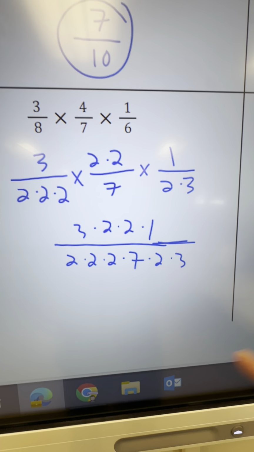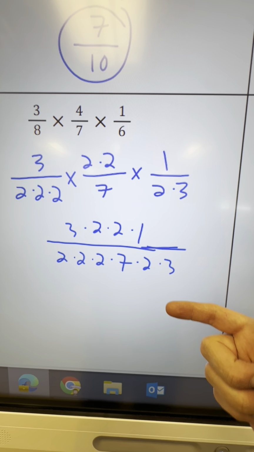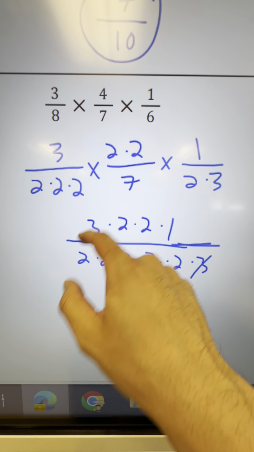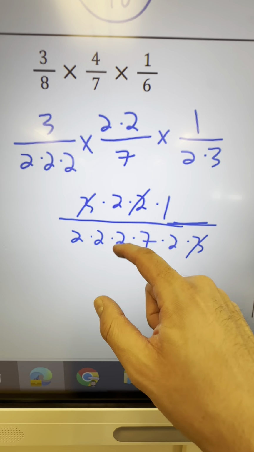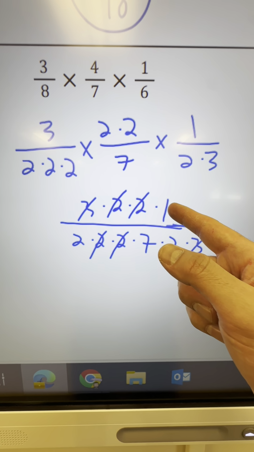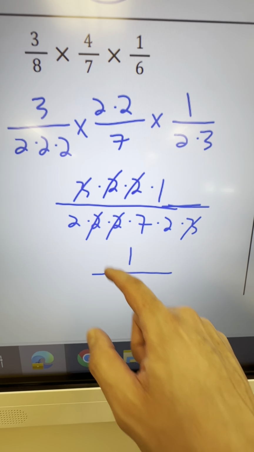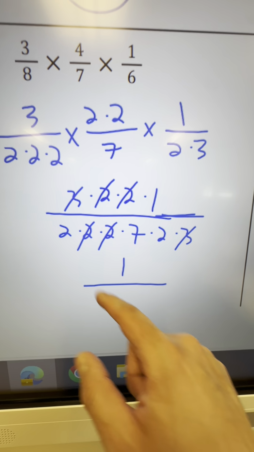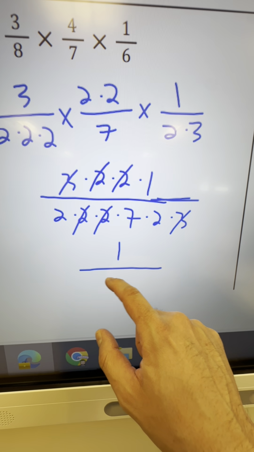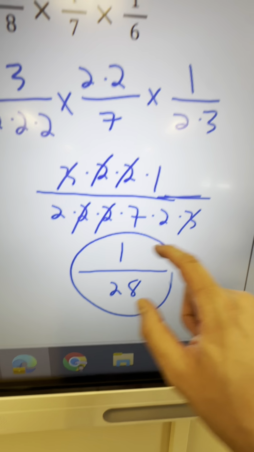And I look for common factors between the top and the bottom in order to simplify. So I have a pair of 3's here, so I'll eliminate that. I have a pair of 2's here, eliminate that. Another pair of 2's, and that's it. I'm left with a 1 up top. And in the denominator, I have a 2, 7, and a 2. So when you multiply 2 times 7 is 14. And then 14 times 2 is going to give me 28. So this one is 1 over 28.